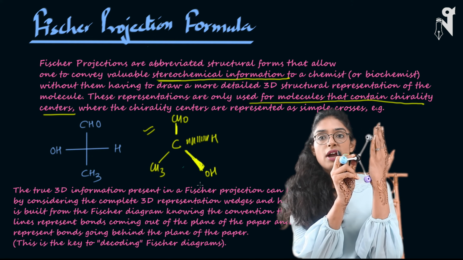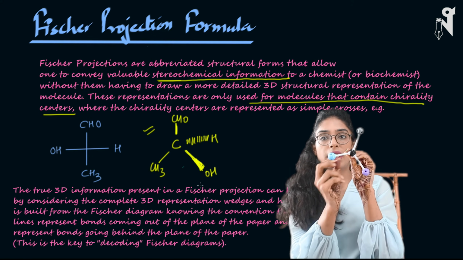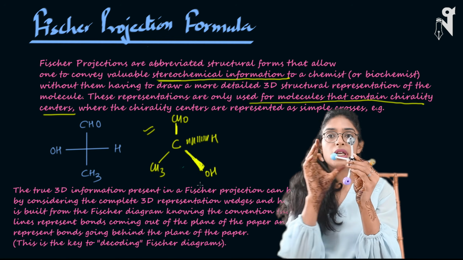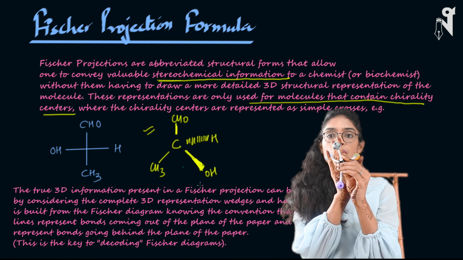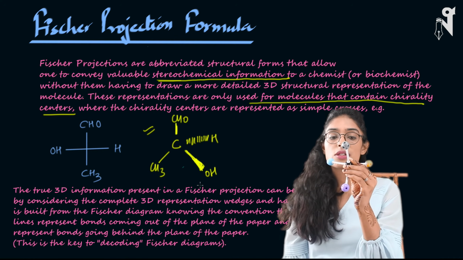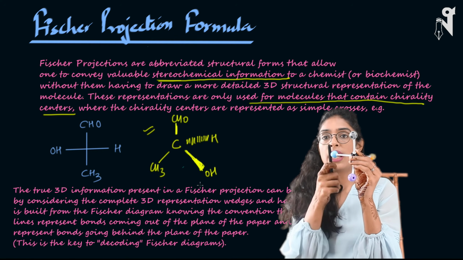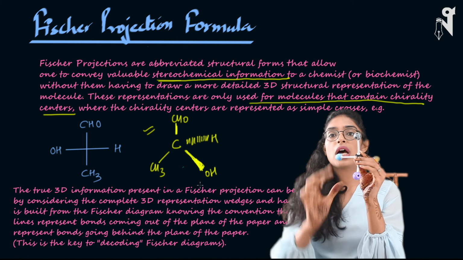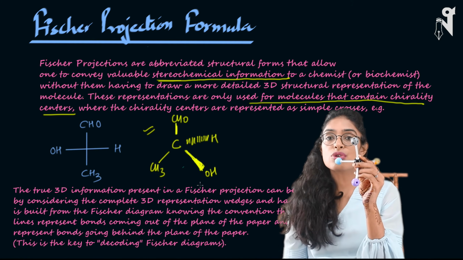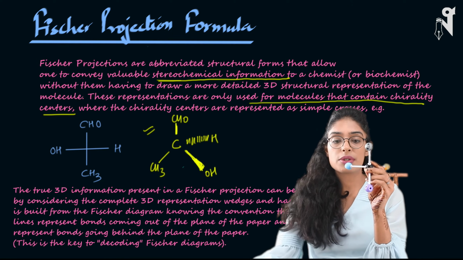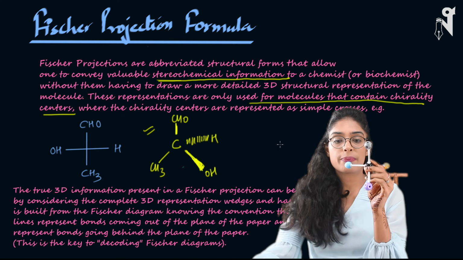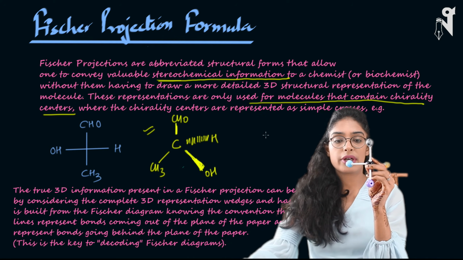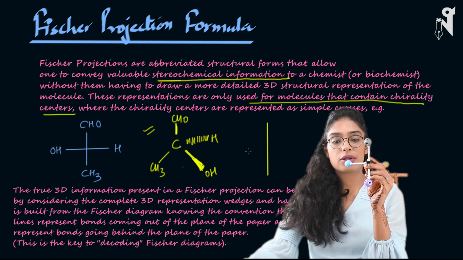Now what will I do if I have to make the Fischer projection? I will tilt it like this, right? Now these two bonds are away from me, and these two, the yellow and the blue bonds, are towards me. So basically OH and hydrogen are both towards me, whereas CHO and CH3 are away from me. And when I have to draw this molecule in a 2D representation, how will I do it? I will write it like this. I'll make a cross.